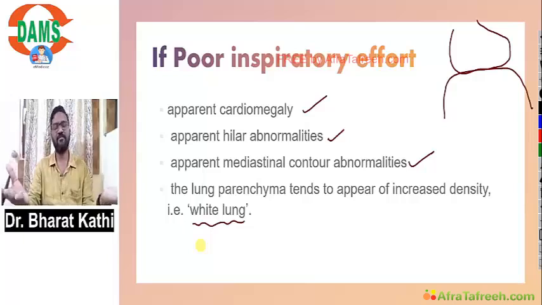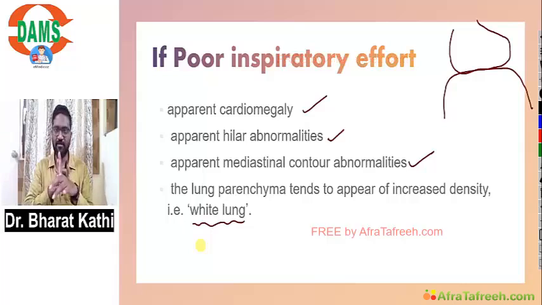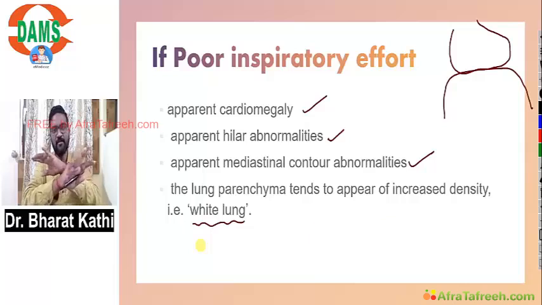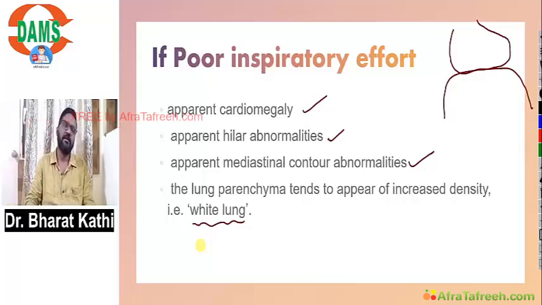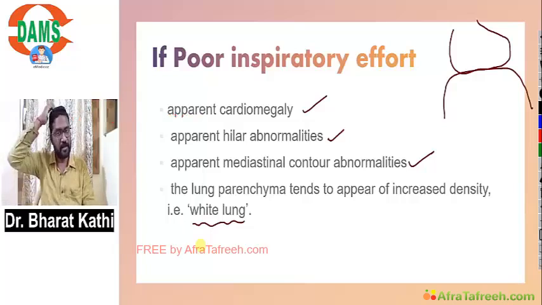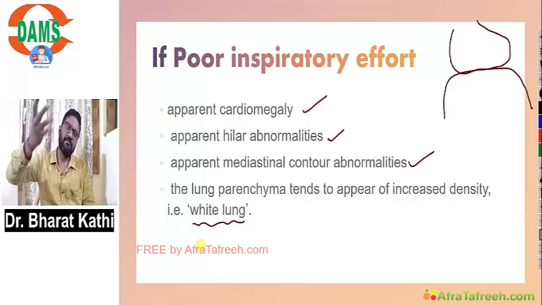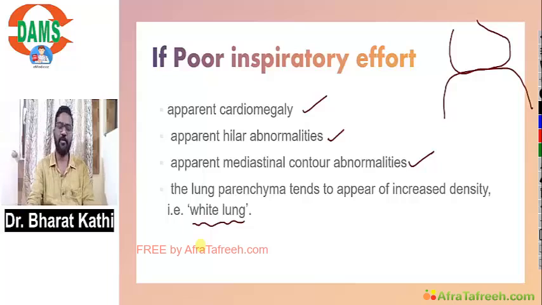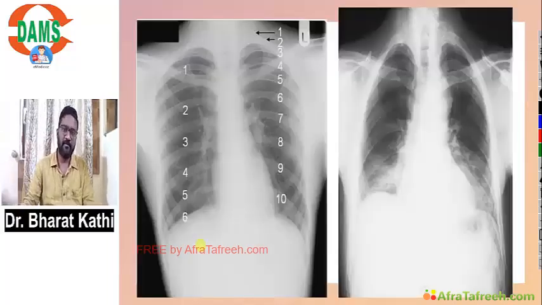So this is what we see on a chest X-ray. What do you see on a chest X-ray? You see the heart, the mediastinal contour, the lung parenchyma, the hilum. So if there is no proper inspiratory effort, there is no point in commenting on the X-ray. Sometimes in the emergency department, you see the X-ray and tell them poor inspiratory effort is observed. Why is it called poor inspiratory effort? Because I am not able to see more than 6 anterior ribs. So this is how we notice.